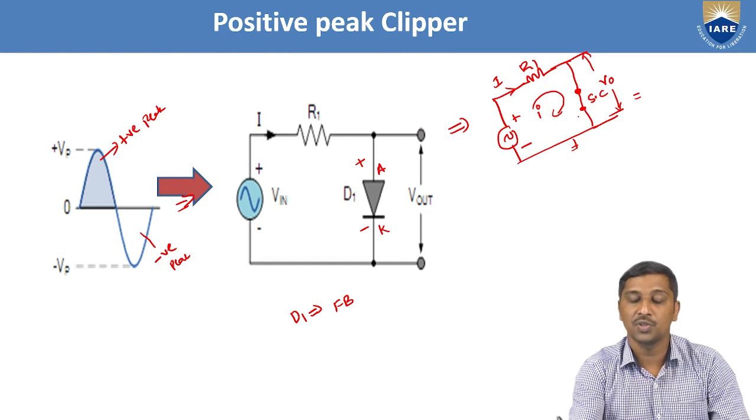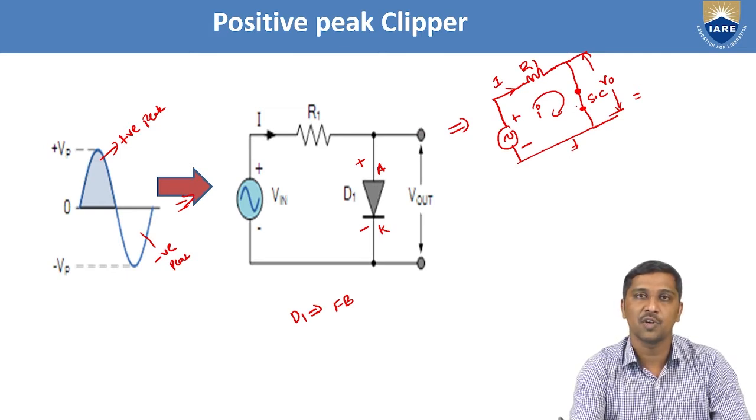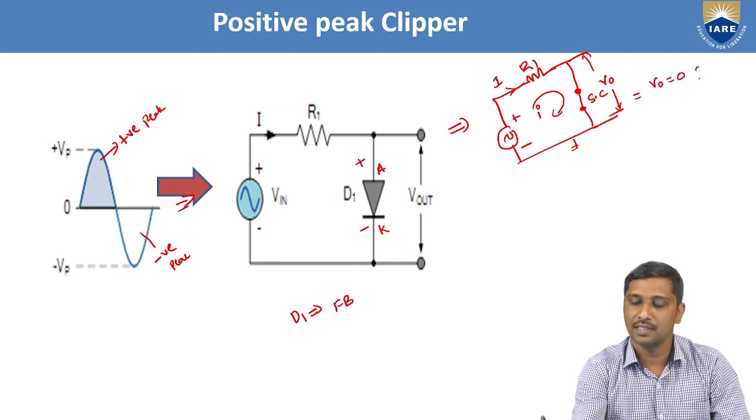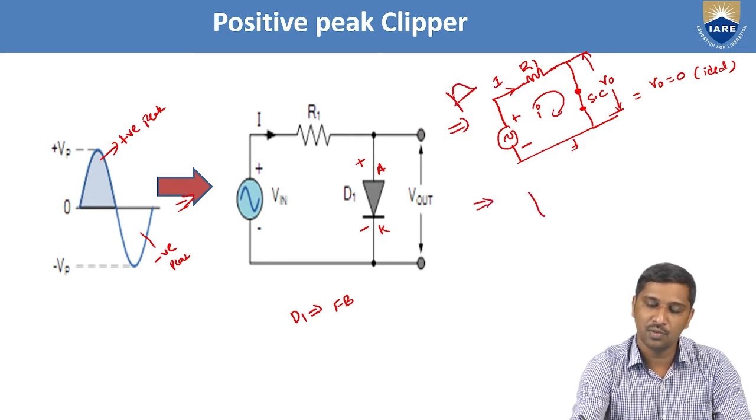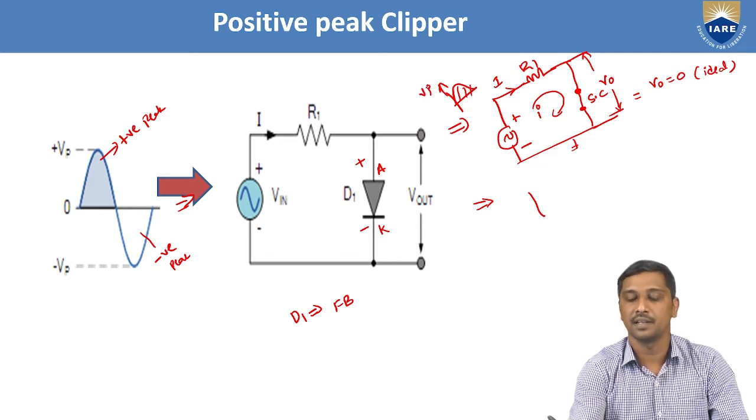During this positive half cycle, the diode is replaced with a short circuit. Why? Because D1 acts as a forward biased diode. Hence, the output voltage across the short circuit path is zero, and this is the ideal condition. Let us take the practical condition, again explained only for the positive portion of your given input signal.